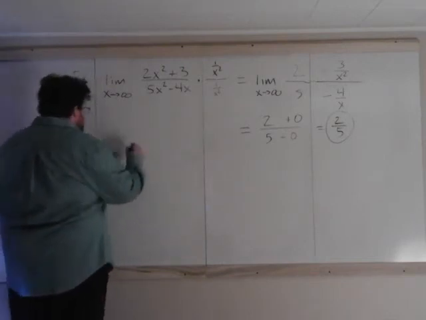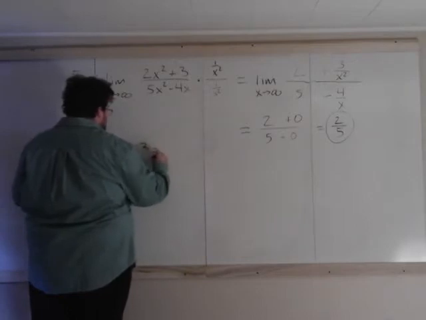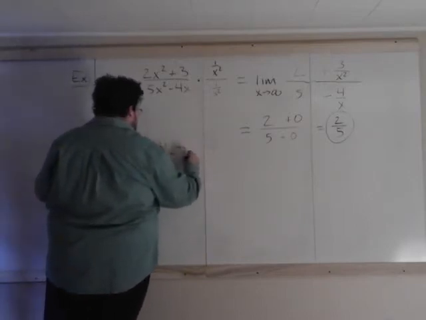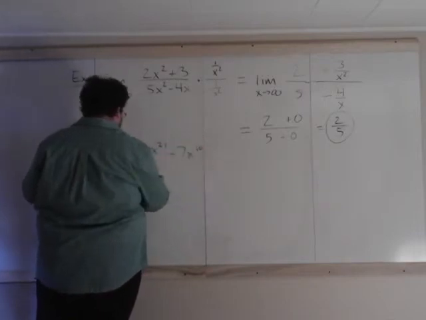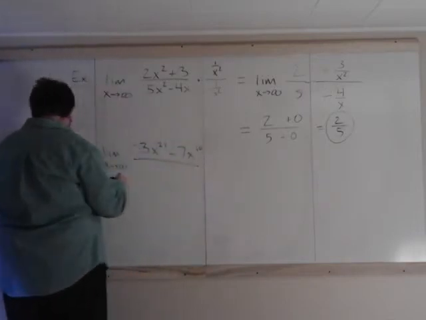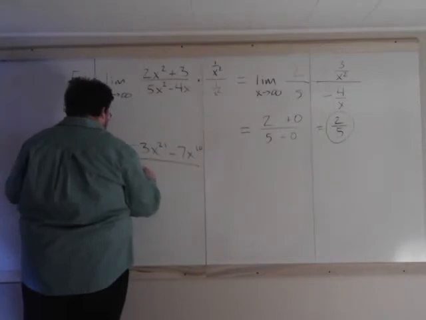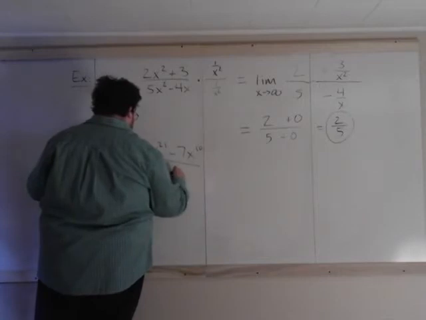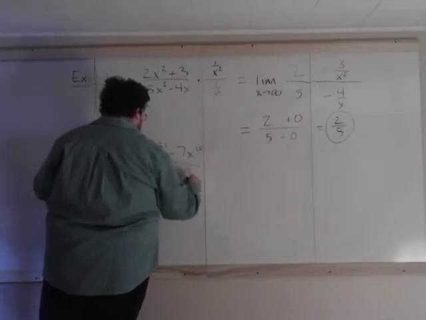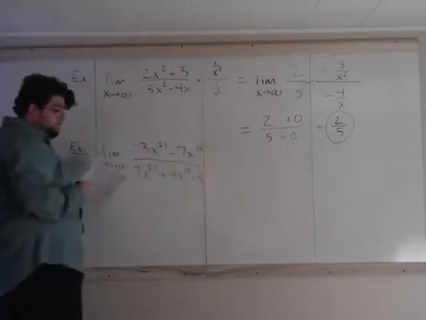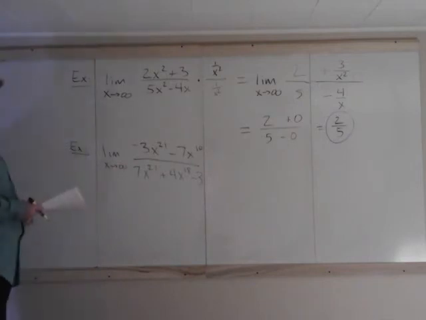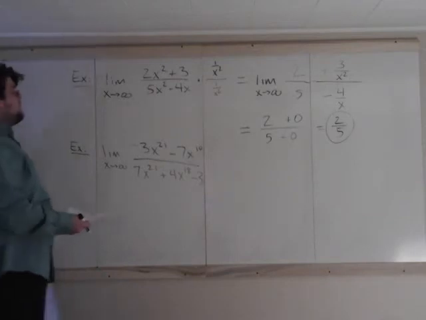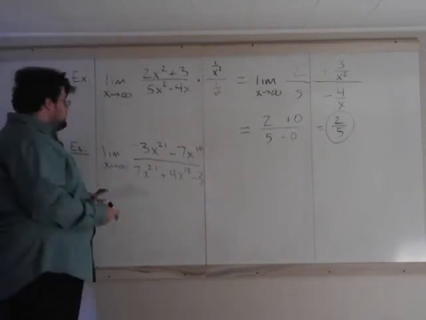Limit as x goes to infinity of negative 3x to the 21, negative 7x to the 10, all over 7x to the 21 plus 4x to the 18th minus 3. So here we have the same thing. We have a rational function, polynomial over polynomial, and we want the limit as x goes to infinity.